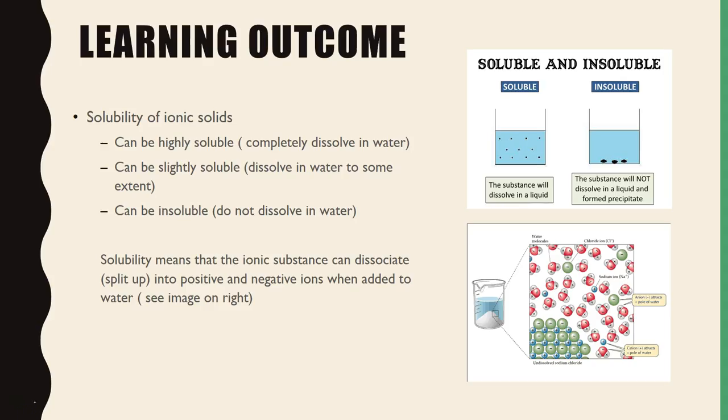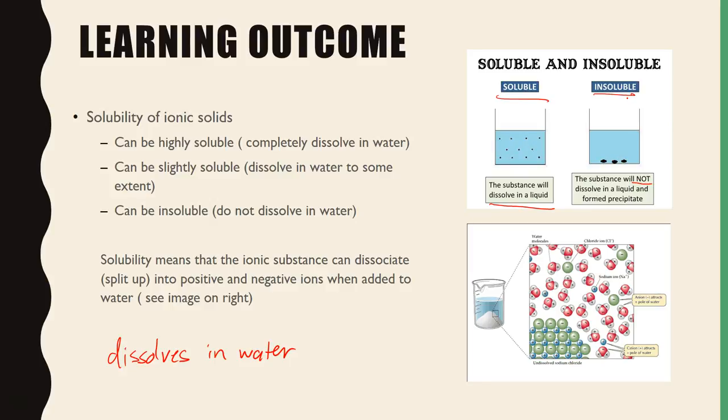So what is solubility? Well, solubility refers to the ability of something to dissolve in water. If it dissolves in water, it is known as soluble. When we have an ionic compound, it can be known as soluble, dissolve in water, or dissolve in a liquid. Usually that liquid is water, or it will not dissolve in water and it will be known as insoluble.